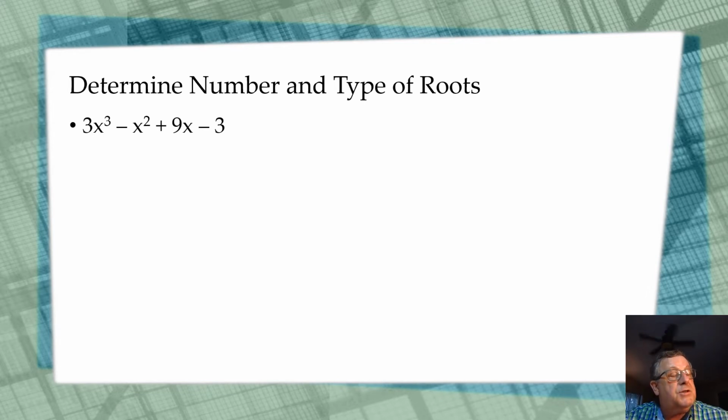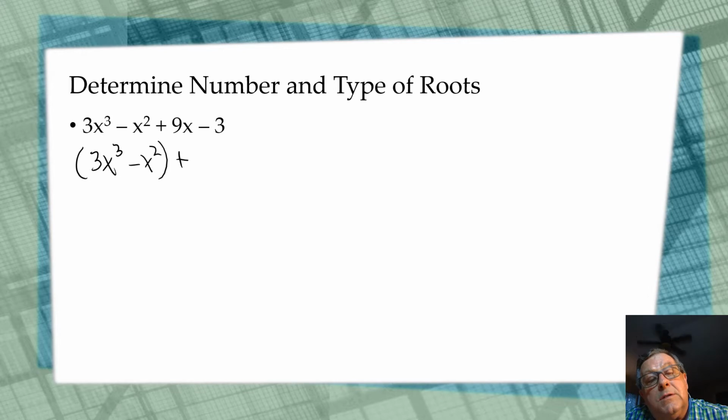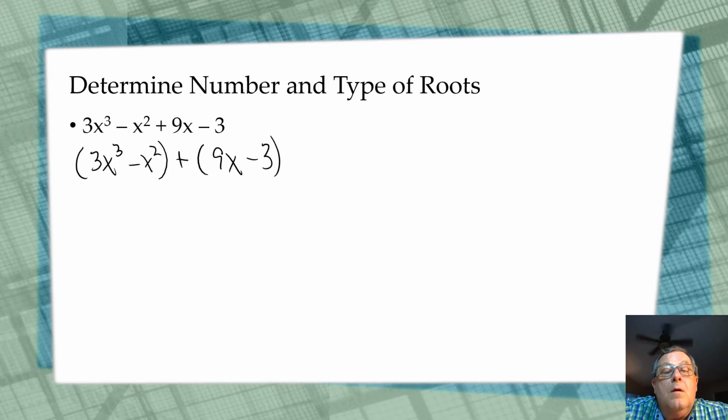All right, now I got 3x cubed minus x squared plus 9x minus 3. Let's see. What if I group these? What if I set one grouping as 3x cubed minus x squared, plus a second group, 9x minus 3? 3 and 9. x cubed, x squared. Let's factor out an x squared out of this first group.